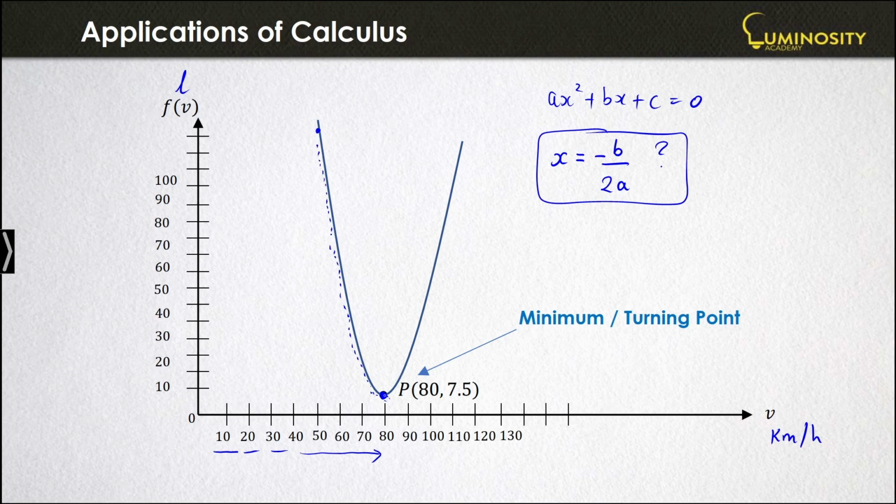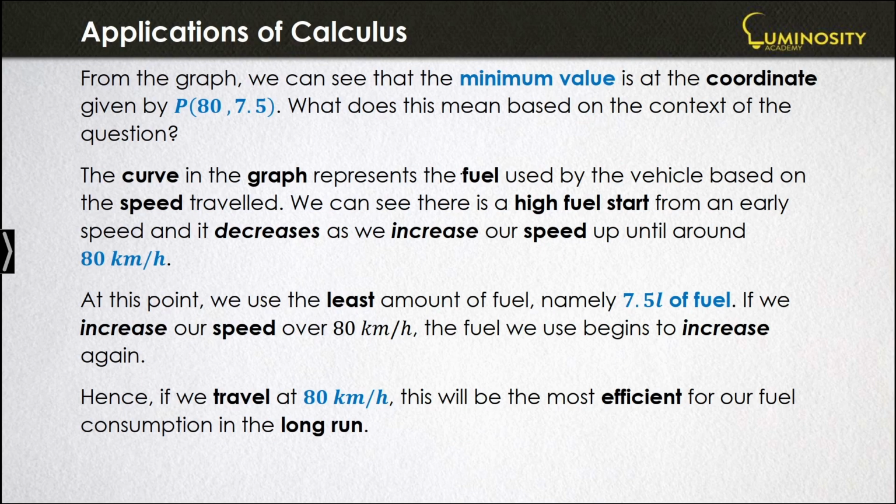Then it reaches a turning point, a minimum value. At 80 kilometers per hour, you're using roughly 7.5 liters of fuel in the long term as you're driving. But if you apply more speed after that, you see that your fuel consumption starts to increase again. So if you're driving at a constant speed of around 80 kilometers per hour, you'll be using the least amount of fuel possible, around 7.5 liters, depending on that vehicle that has that equation for its fuel consumption.